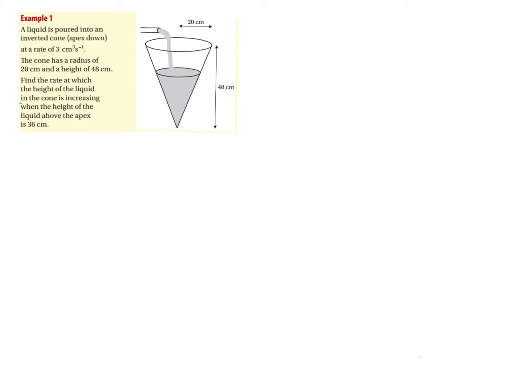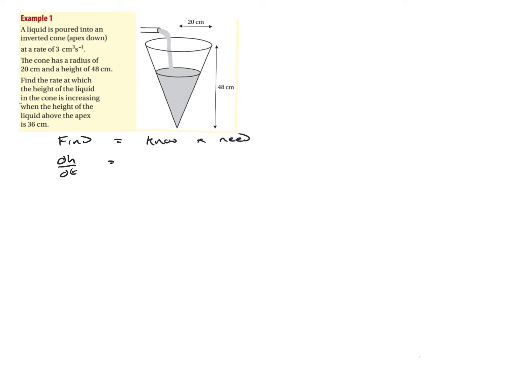Okay, so first of all, let's set up: what do we need, what do we know. We are trying to find the rate at which the height of the liquid in the cone is increasing when the height of the liquid above the apex is 36. It doesn't say what it's increasing with respect to, so we're trying to find it with respect to time. So we are trying to find what we know, times by what we need. That gives us our chain rule. So we are trying to find dH/dt.